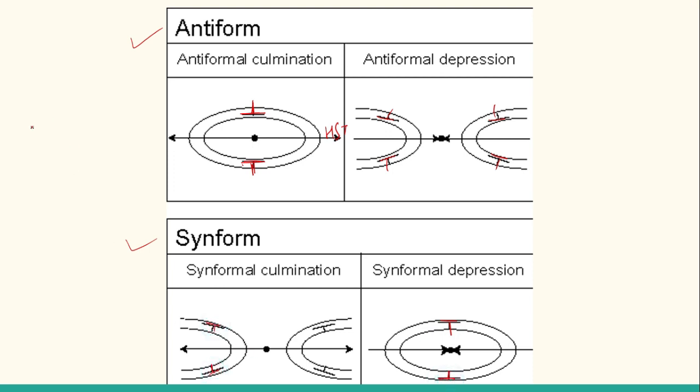Because we see antiform is like this, in which this bed is dipping opposite to this one, and in the case of synform they always dip towards each other, and this is their HST. So the same definition applies here, and this will be a very simple task to identify whether it is an antiform or synform. Now the next point is to determine whether it is culmination or depression, for which you need these arrows, and these arrows are actually representing the direction of plunge of the fold axis.